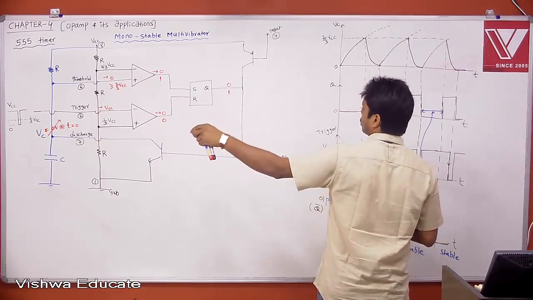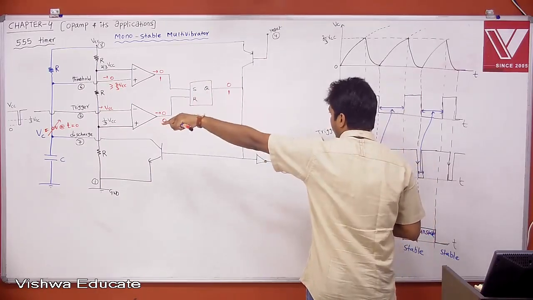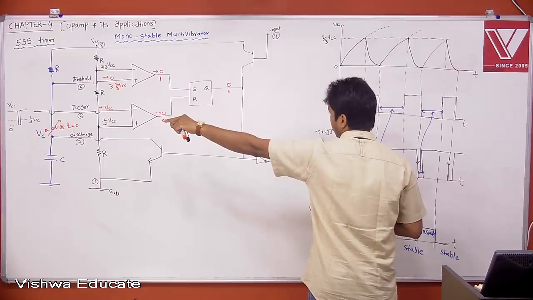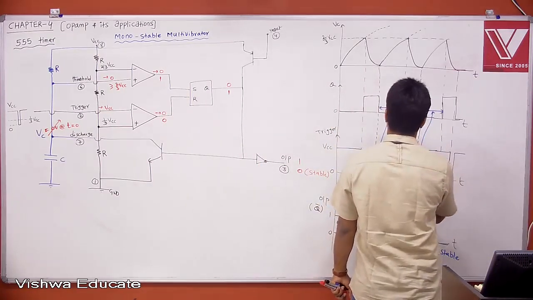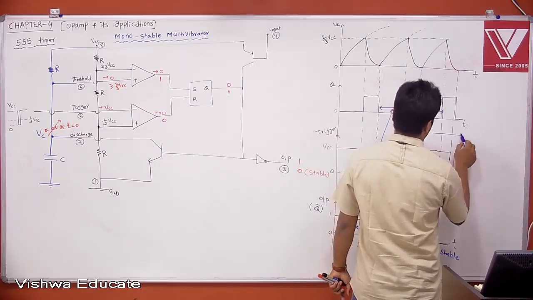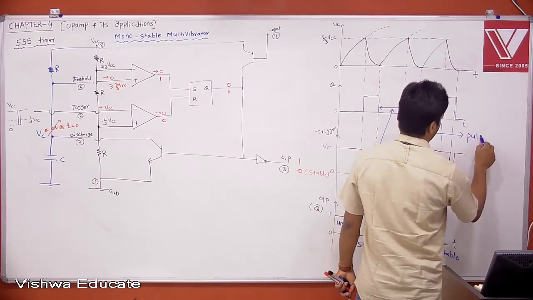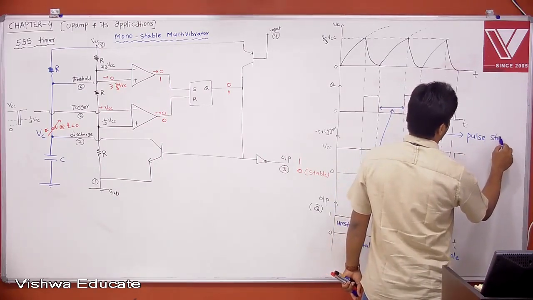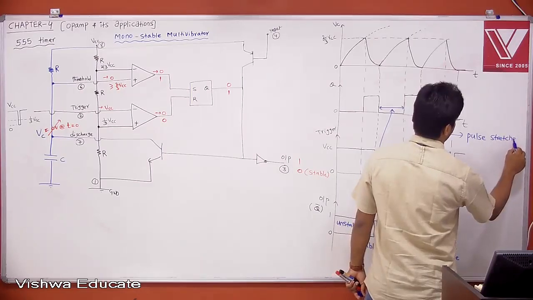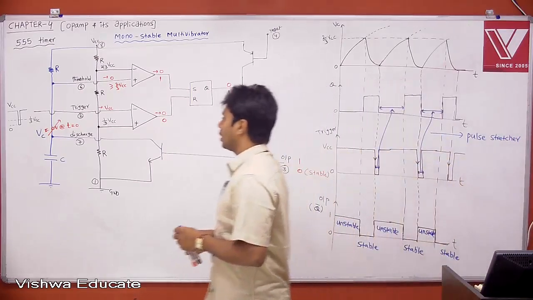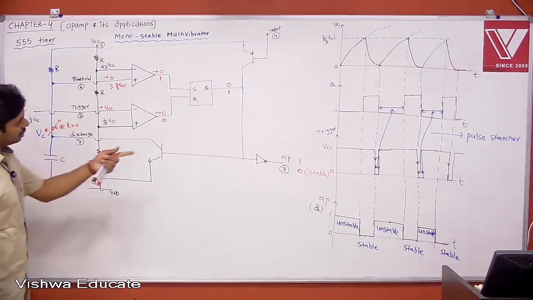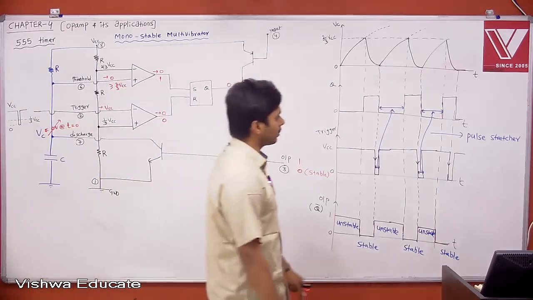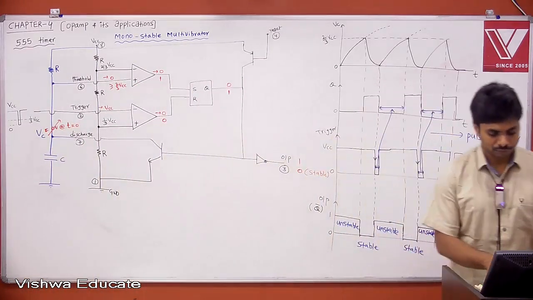Whatever pulse you want to stretch, you apply that as a trigger, then the trigger pulse will be stretched, and that is what you will get. Therefore, this is the pulse stretcher. This is over. Whatever pulse you want to stretch, apply it as a trigger, then you will get the output as a pulse stretcher. Okay? Take it. This is done.